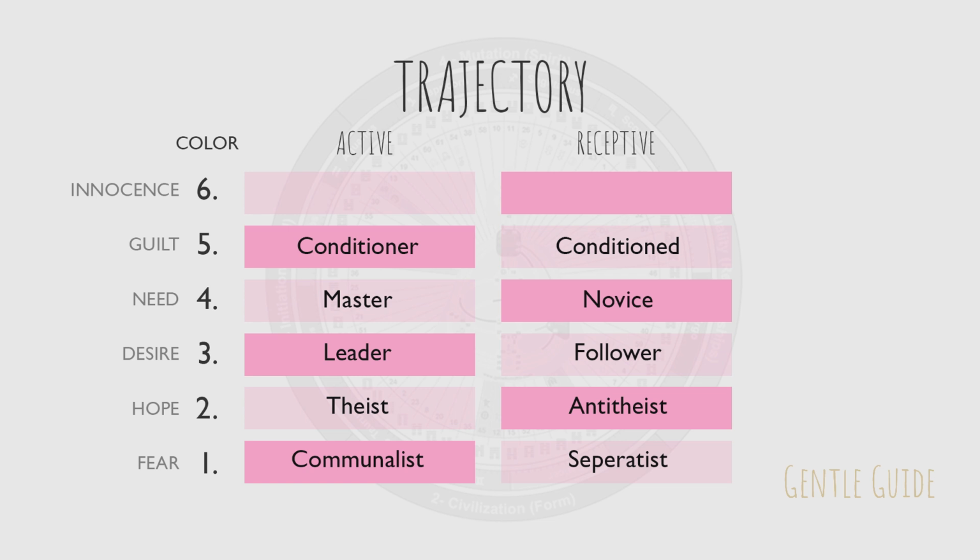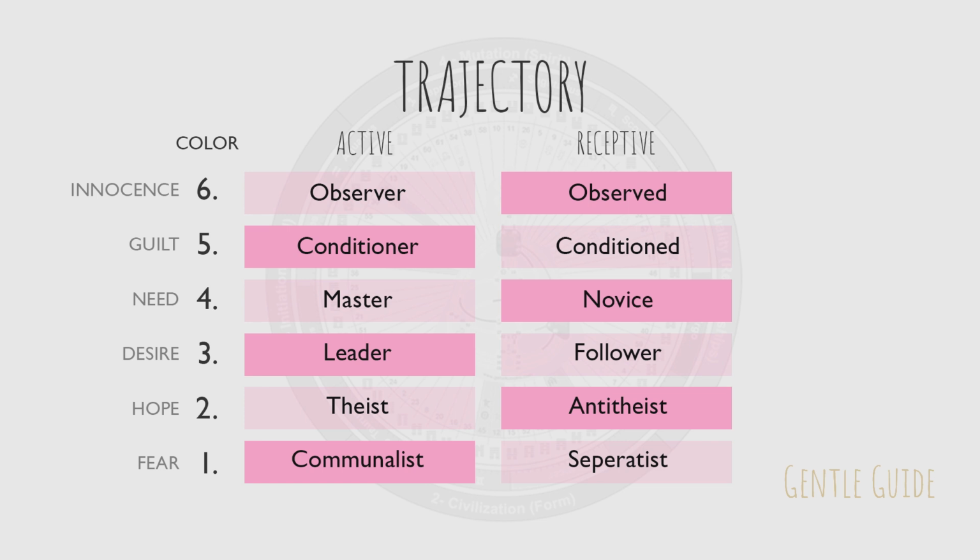Number 5, guilt. Conditioner. You condition others to become better. Through you, they're in the process of deconditioning. And conditioned, you're always fixing yourself. You're always improving yourself. Your work is selfless. You want to be the best for all. Improvement in everyone's best interest.